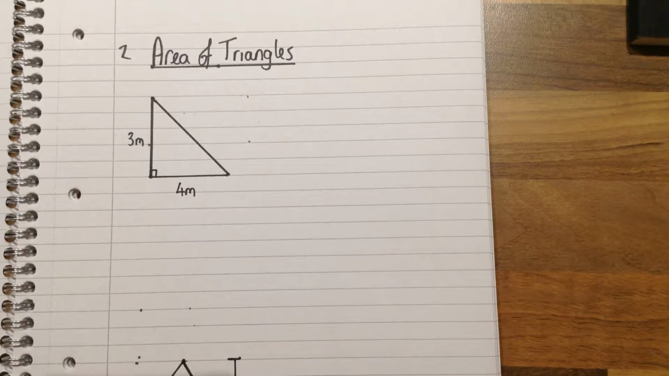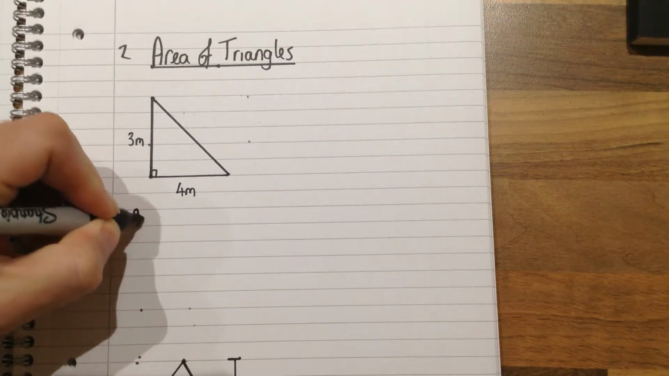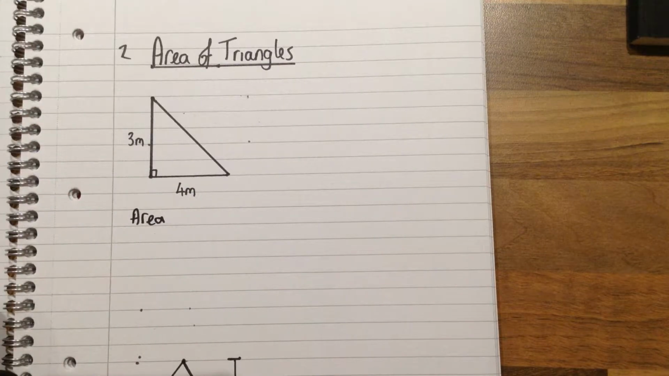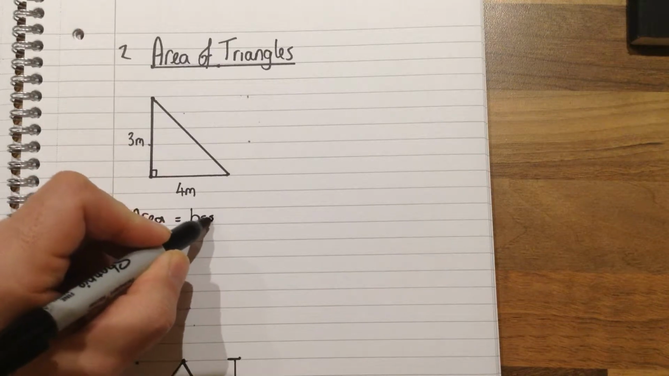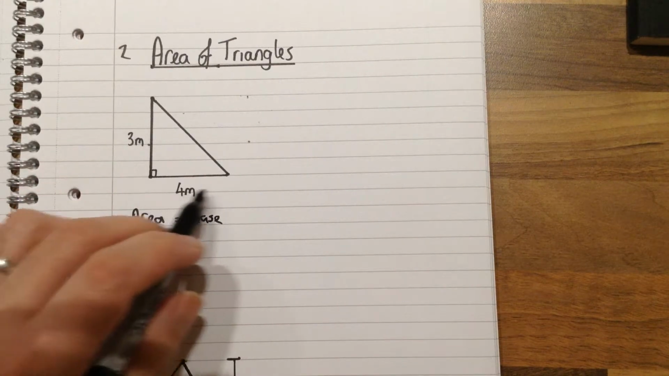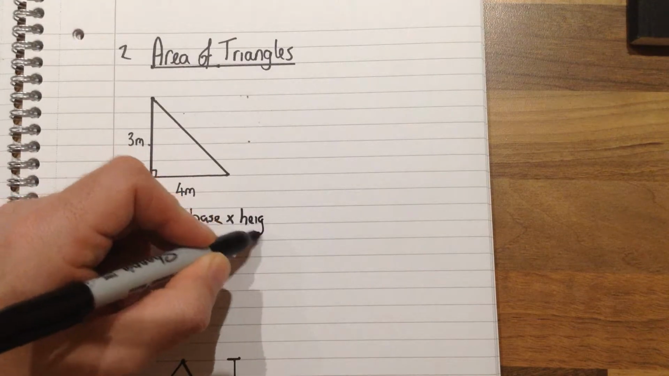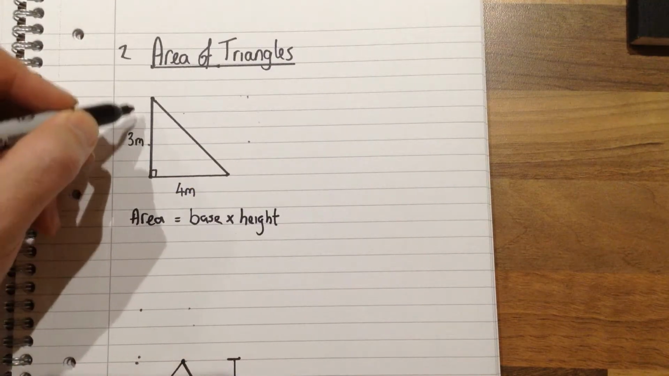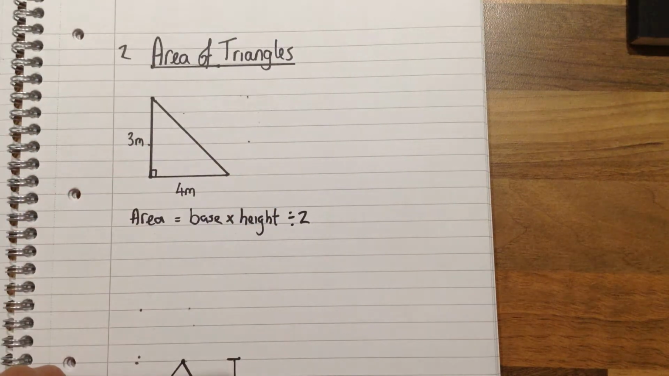For triangles, the formula is just a little bit different to rectangles. So today we're going to use a slightly different version. For a triangle, the area is equal to the base of the triangle, so that's going to be the bottom, multiplied by its height, so that's how tall the triangle is, and then we divide by 2. This is the same formula that we're going to use every single time for a triangle.